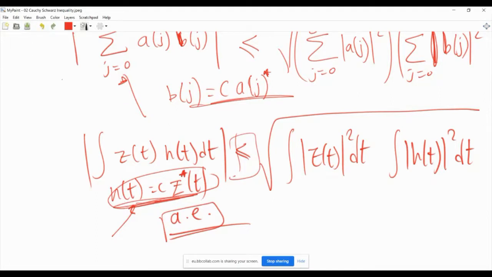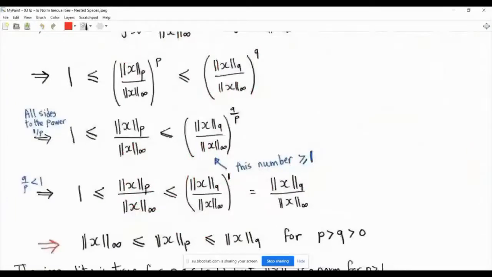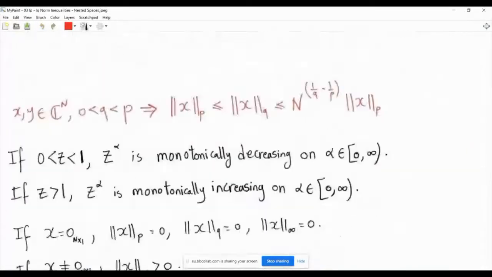Okay, so those are very important inequalities and we will make use of them later. Now let's talk further about the relationship between the norms. Let's go back to the finite dimensional space, where things are relatively easy to prove and handle. So we want to prove basically this statement here.